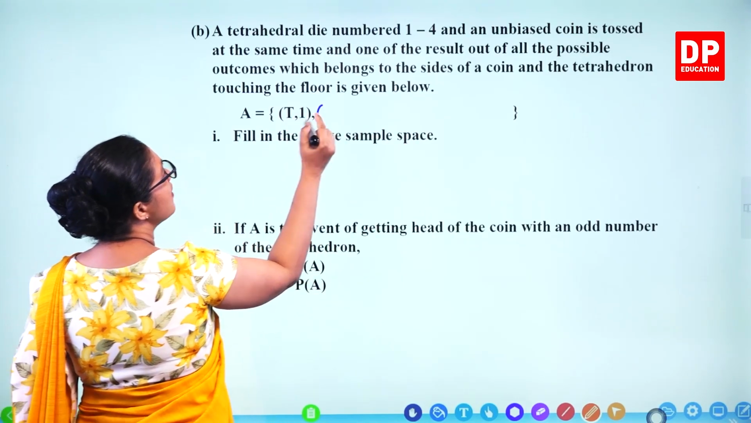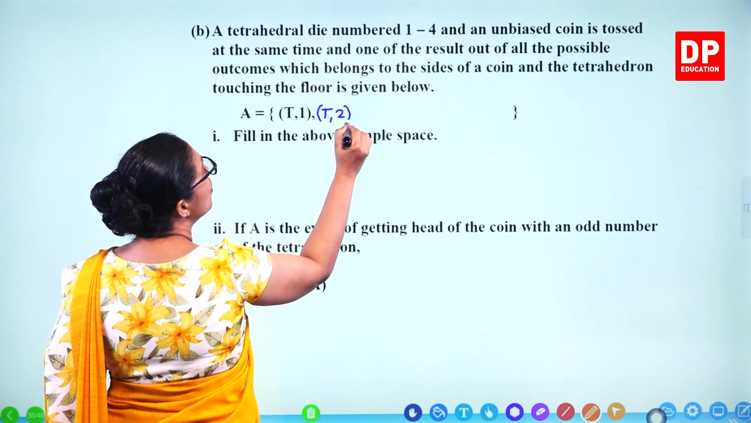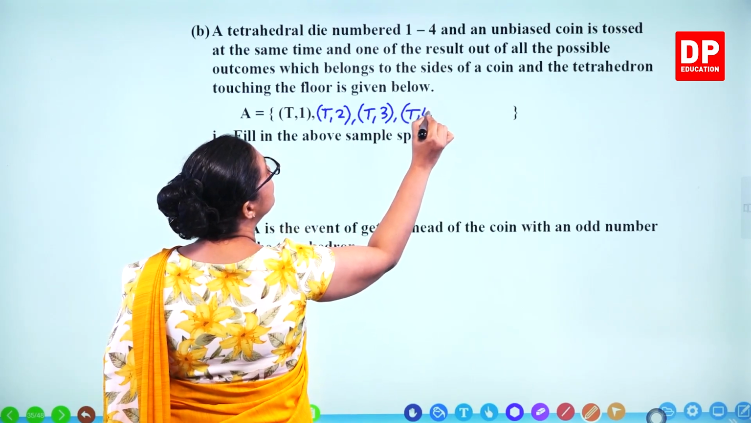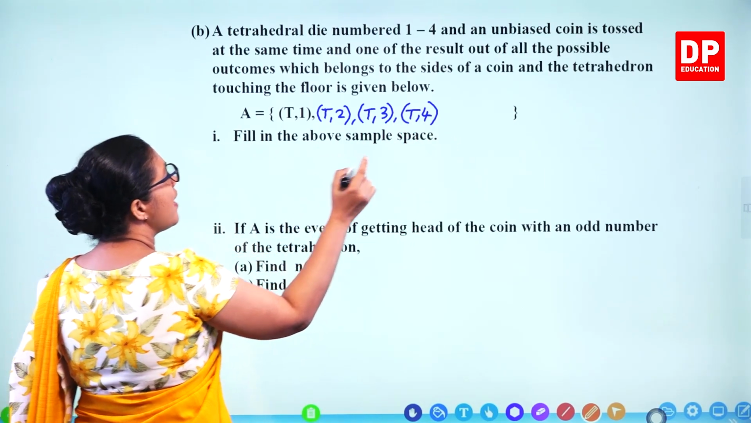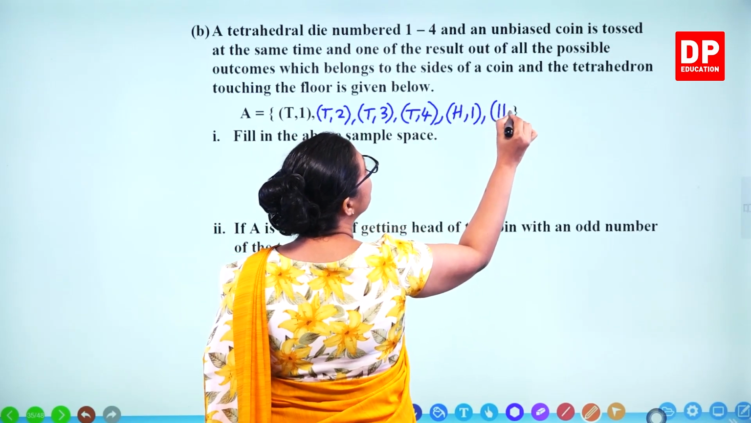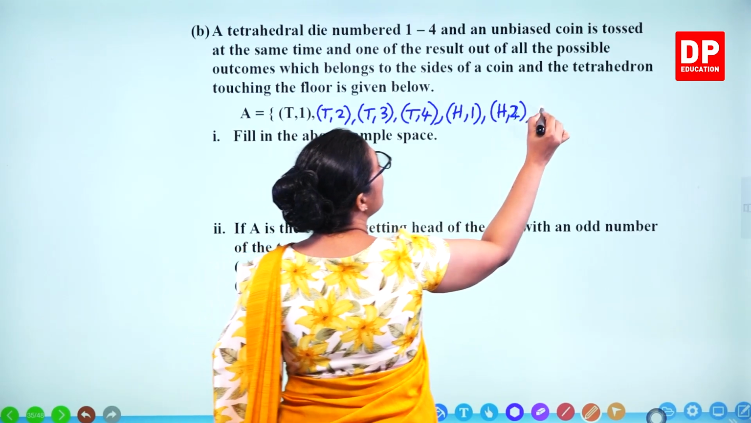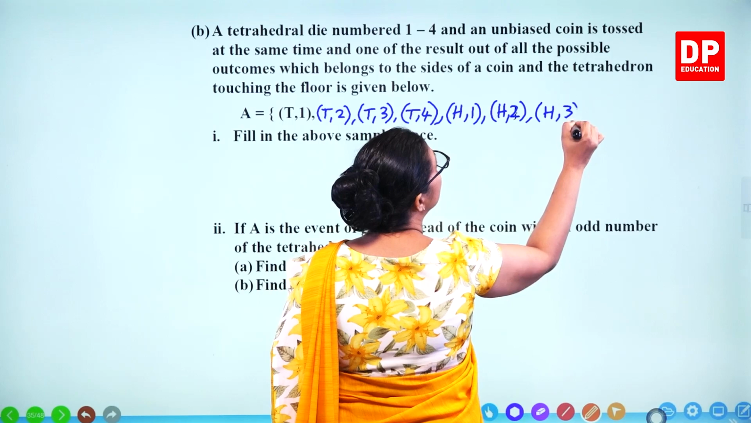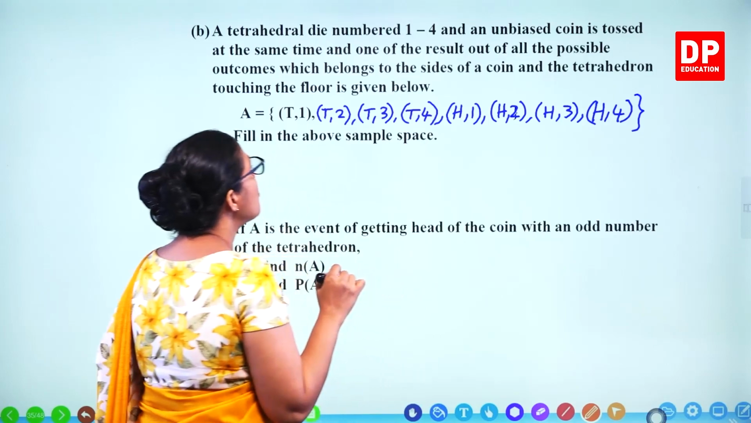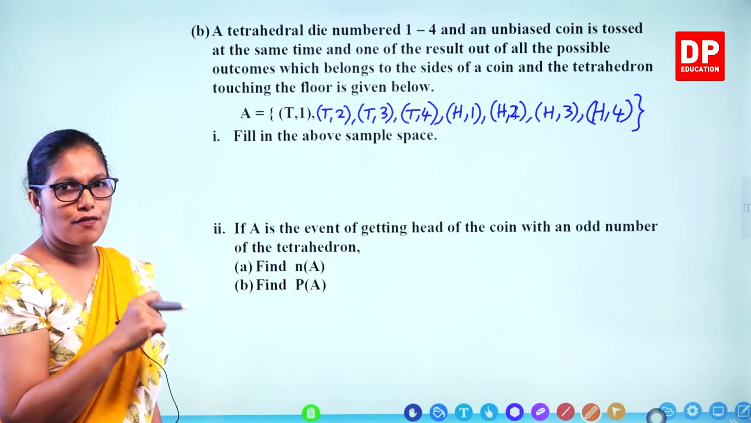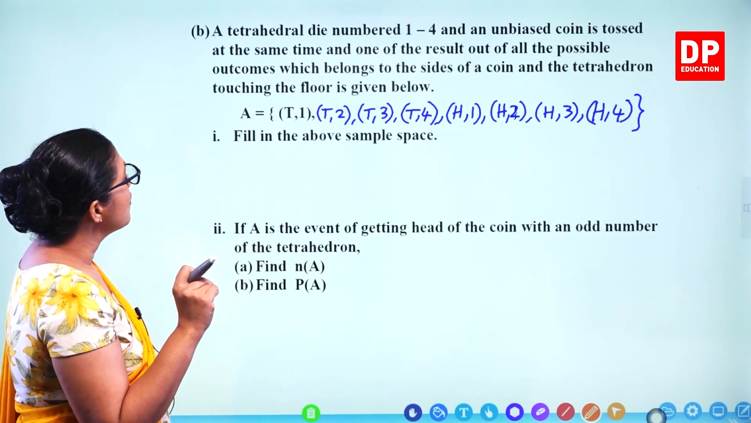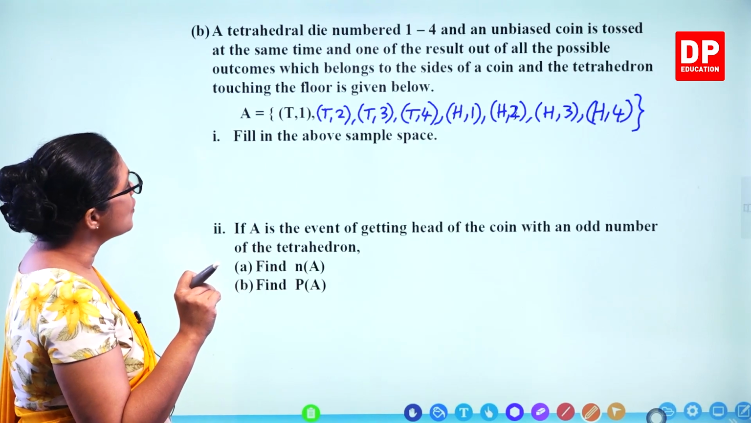1 is given, T1. Then you can write T2, T3, T4. Then all the H's you can write. H1, H2, H3, H4. Those are the possibilities you can get. All possibilities. Starting from T, all possibilities 1, 2, 3, 4. H also 1, 2, 3, 4. So fill in the above sample space.